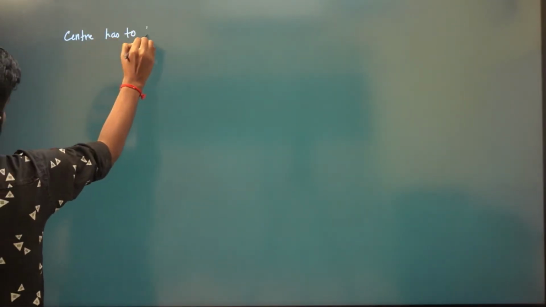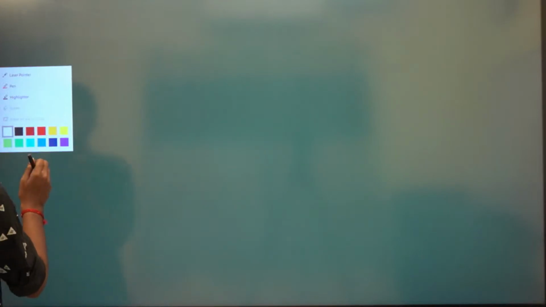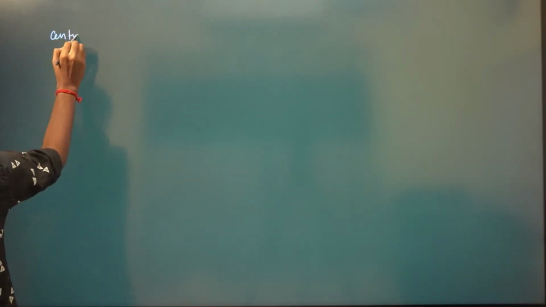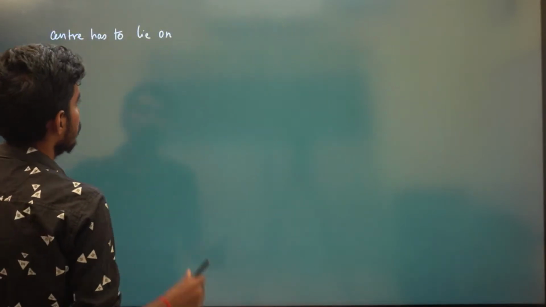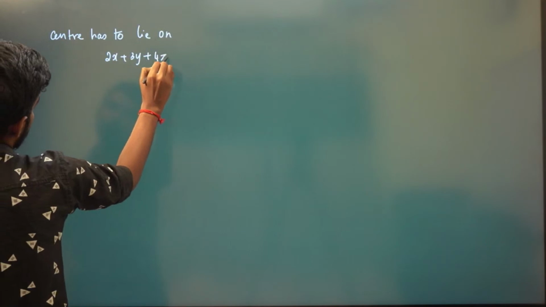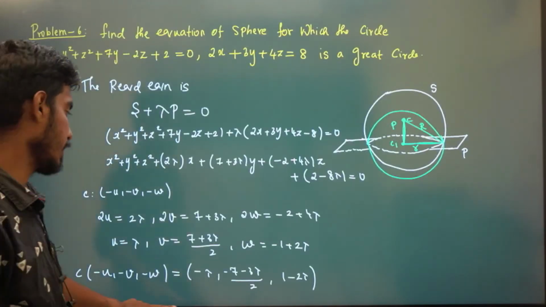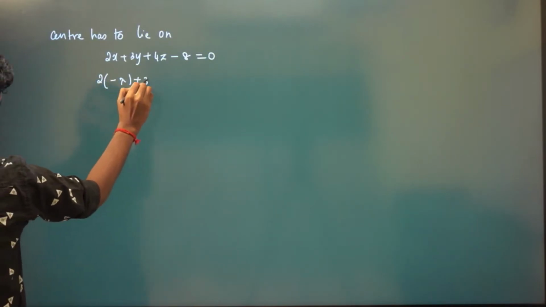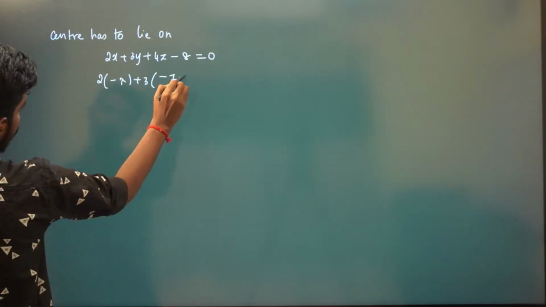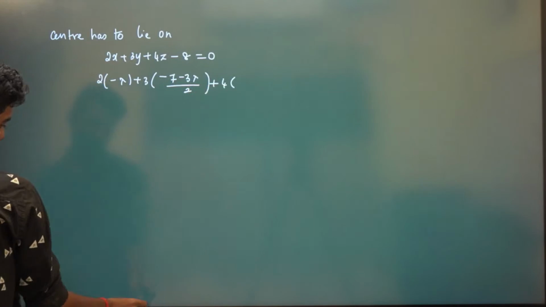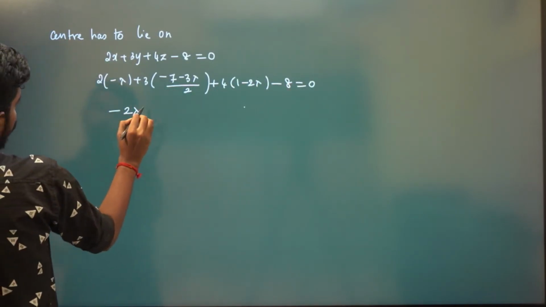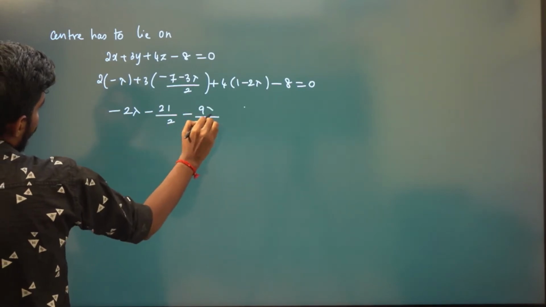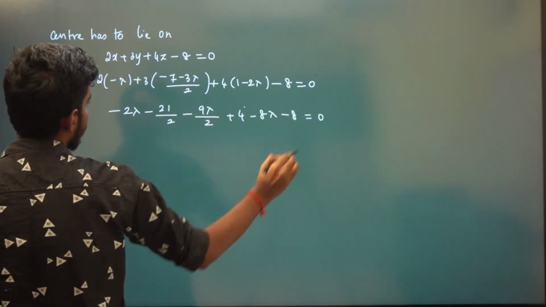Now for a great circle, the center has to lie in the plane 2x plus 3y plus 4z minus 8 equals 0. Now substitute the center point here. So x is minus lambda, y is minus (7 plus 3 lambda) by 2, z is 1 minus 2 lambda. So minus 2 lambda minus 21 by 2 minus 9 lambda by 2 plus 4 minus 8 lambda minus 8 is equal to 0.